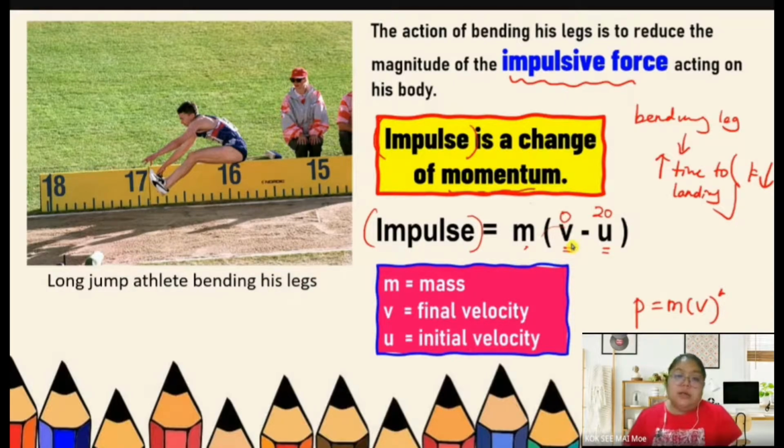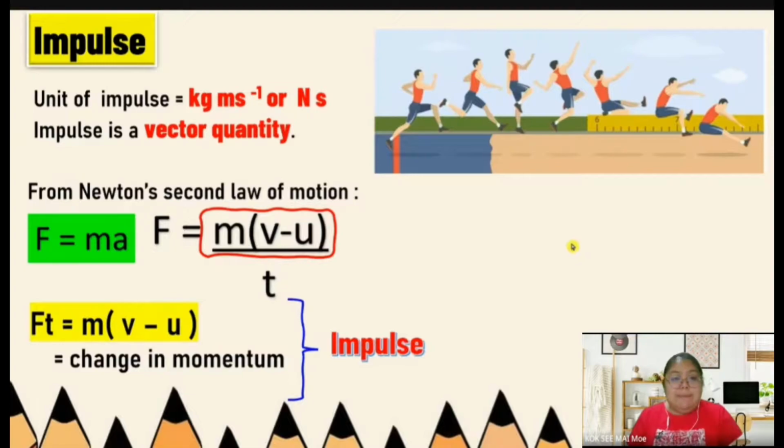From here we look at the characteristics of impulse. First, we need to know the unit. The unit is the same as momentum: mass multiplied by velocity, or you can say newton second. Later we will prove why newton second can also be used. Impulse is a vector quantity; it has direction.